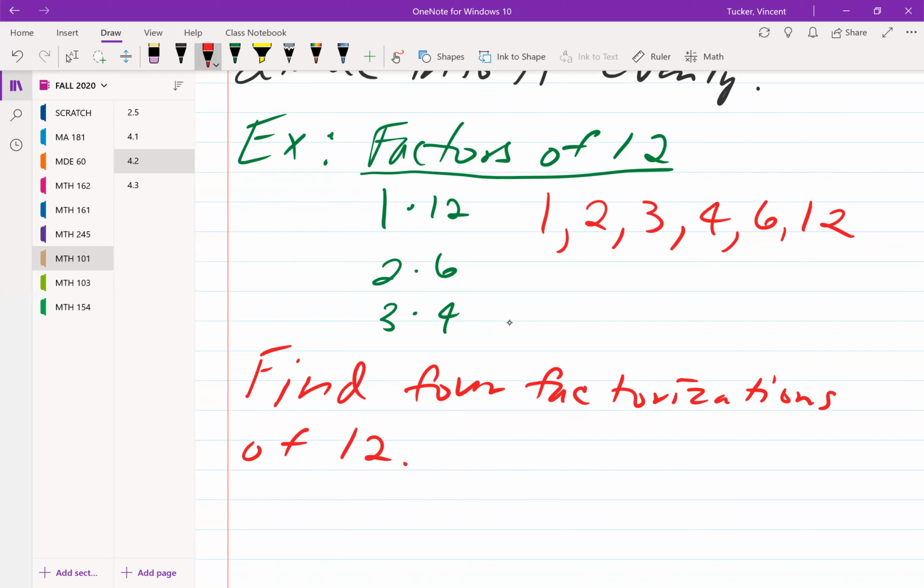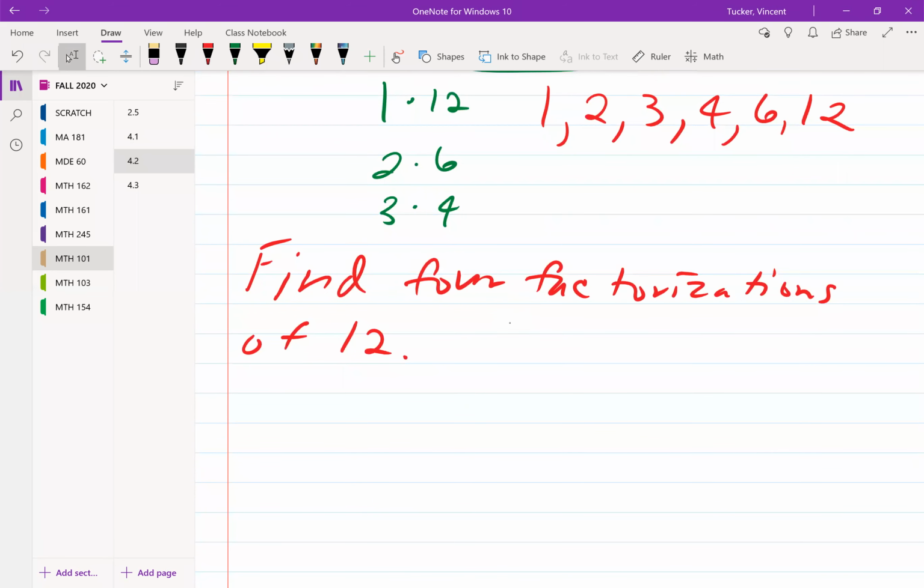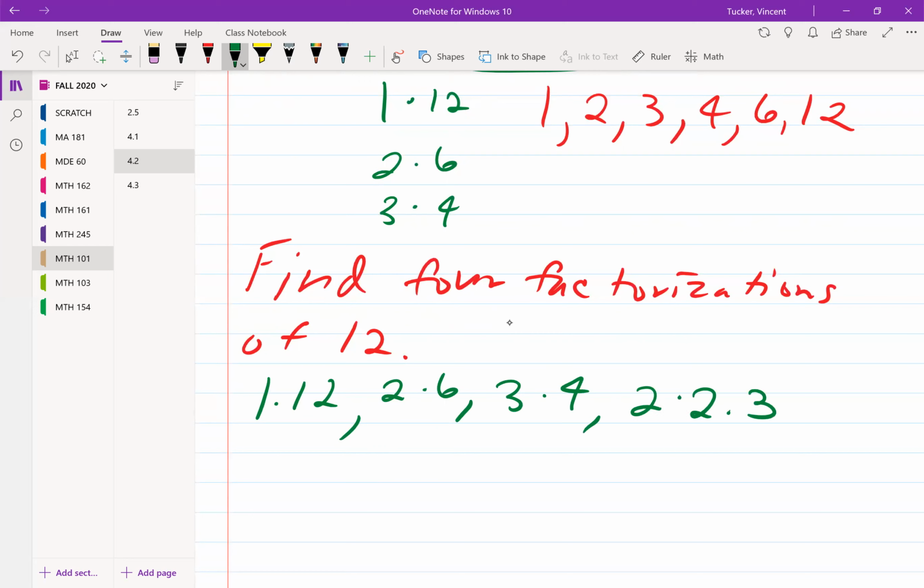So if they just ask you to list the factors of 12, it'll be 1, 2, 3, 4, 6, and 12. So let's say they ask you to find 4 factorizations of 12. Factorization is just different ways of multiplying to get that 12. So in other words, 1 times 12 would be a factorization. 2 times 6, 3 times 4, and then also 2 times 2 times 3 will be a factorization.